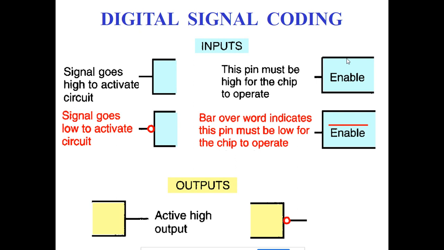On the outputs, in this case, we have an active high output with just the straight output symbol, but with the bubble at the output, that's saying that it is an active low output.